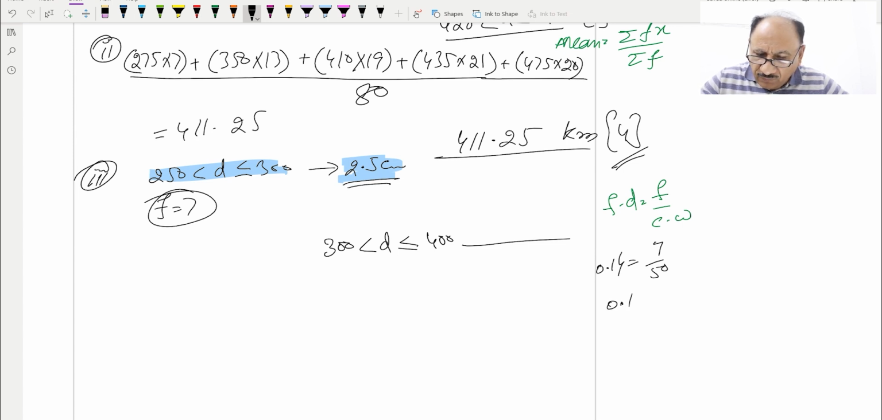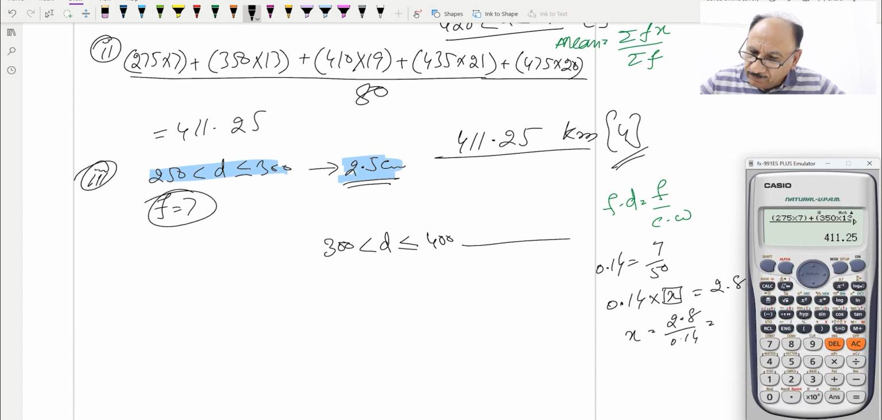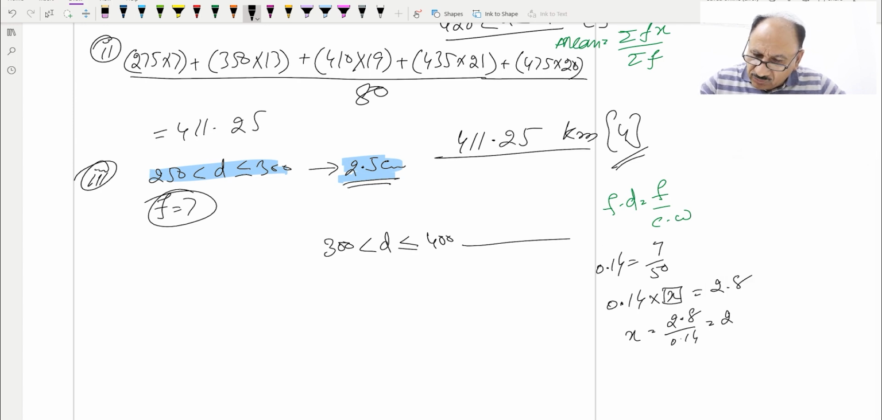So 0.14 multiplied by something is equal to 2.8, and we can take this as x. So x will be equal to 2.8 divided by 0.14, and 2.8 divided by 0.14 is equal to 20. So we will be multiplying by the x value, which is 20. We got the x value. Now we can calculate for all the ranges.